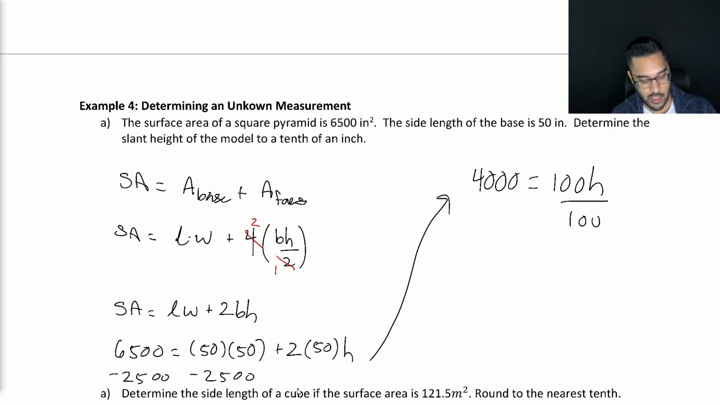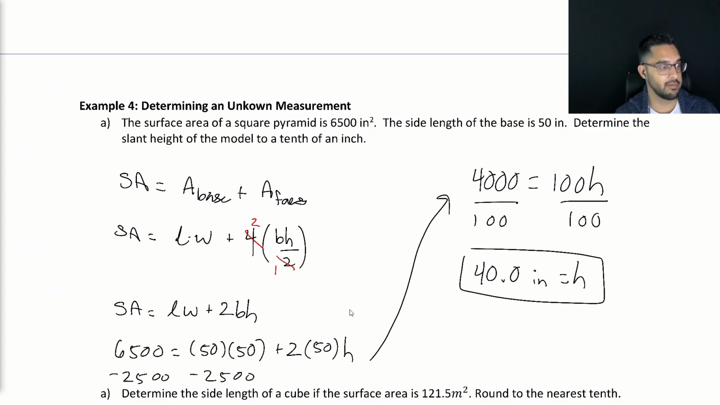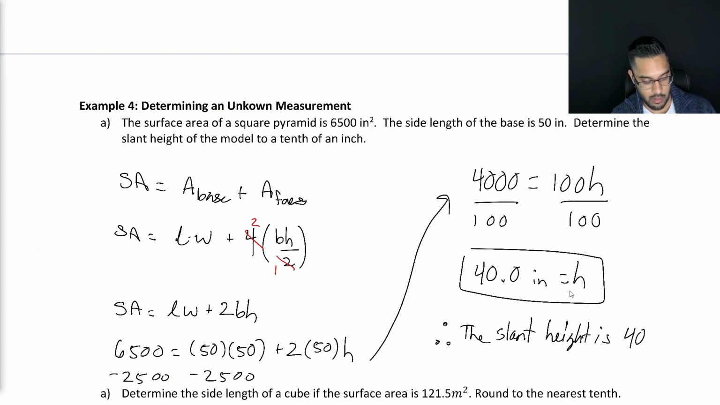If I divide both sides by 100 now, 40.0 is actually the height of this. And with units, I believe that is inches. 40 inches equals that height. Okay, so that's slant height. Really, that's the height of the triangle. Okay, so the slant height is 40.0 inches. There we go.